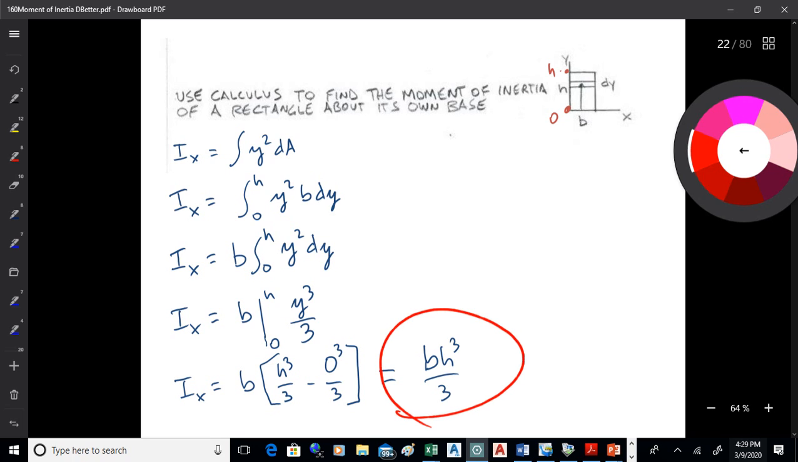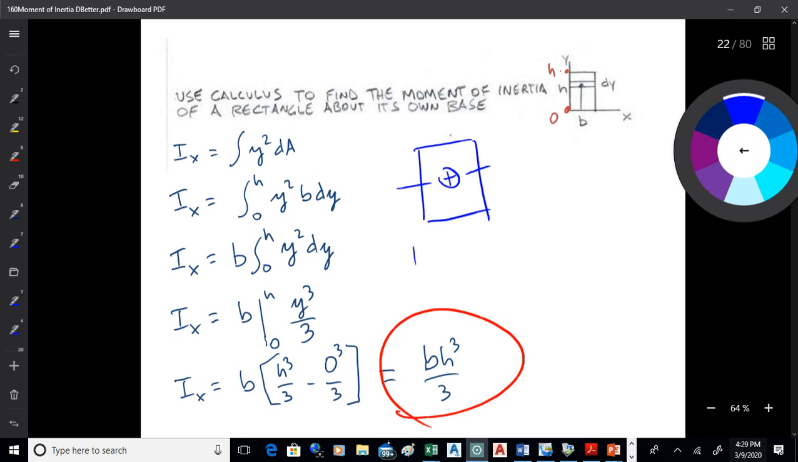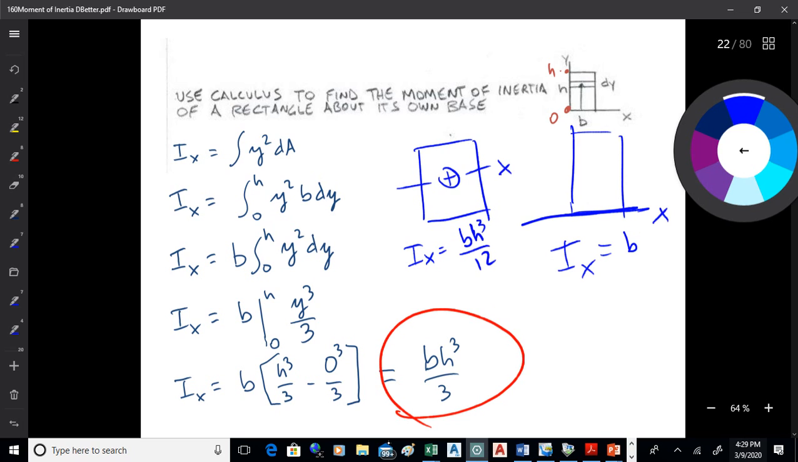So where you take the moment of inertia about matters. Where the axis is matters. That's what we're figuring out here. If I take the moment of inertia of this rectangle about its own centroid, it's bh cubed over 12. But if I take the moment of inertia of a rectangle about its own base, it's bh cubed over 3. So it's 4 times as big. Okay?